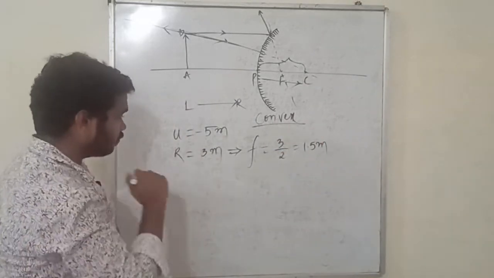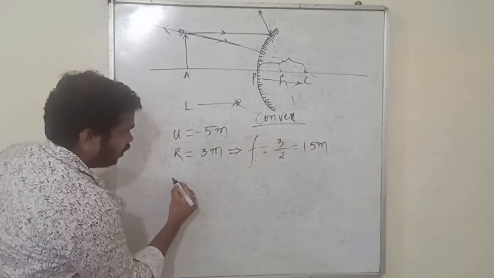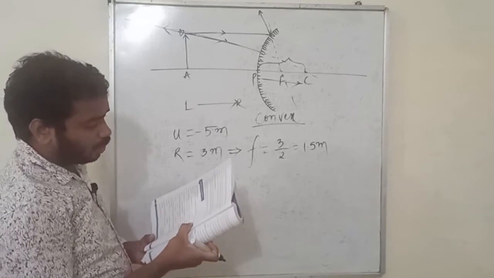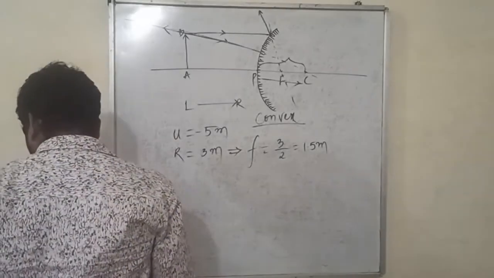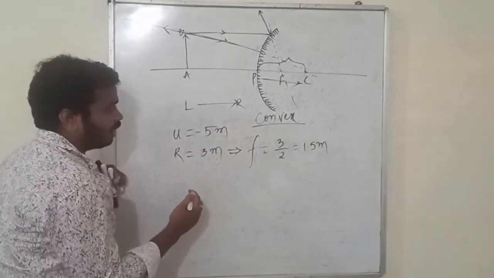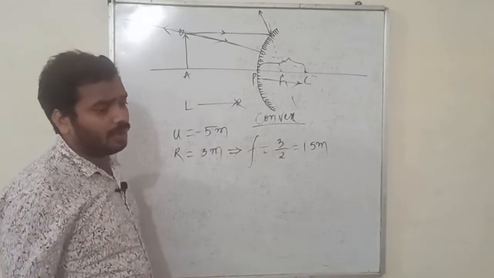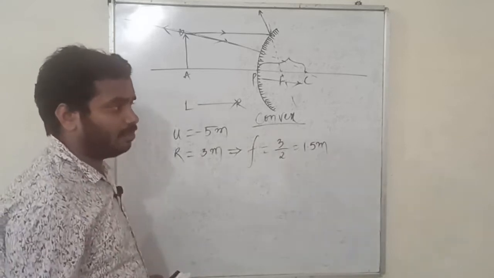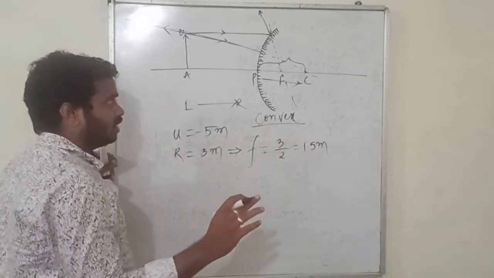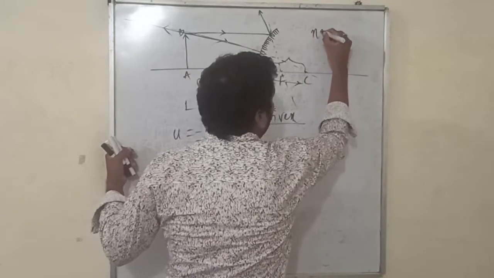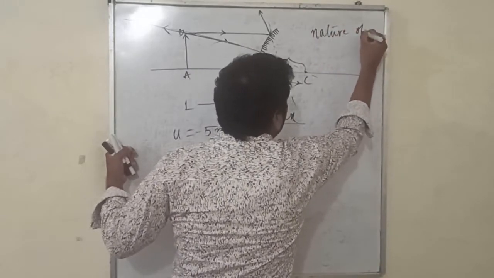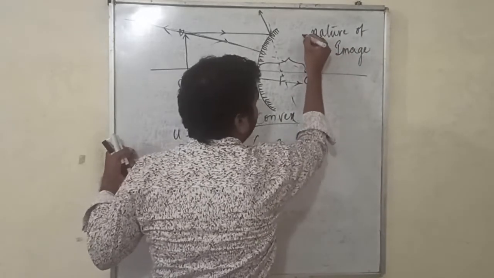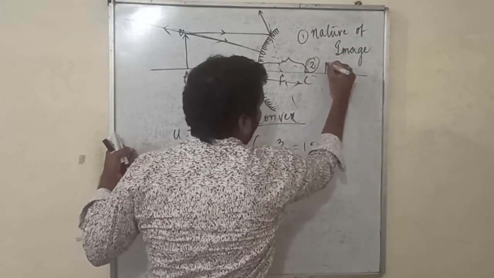So we shall try to find out the image distance. That's what he has asked: find the position and nature of the image. The size of the image is also asked, but we are not given the size of the object, so we can't find the size of the image. Remember this. So totally we are going to find out the nature of the image and the position of the image.